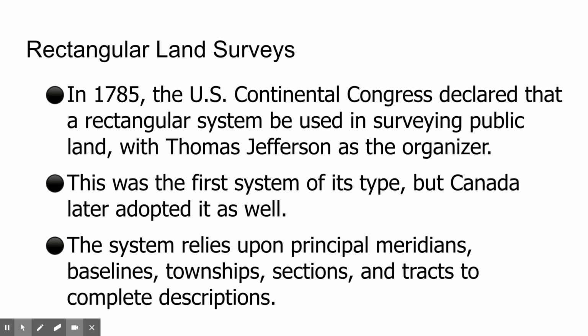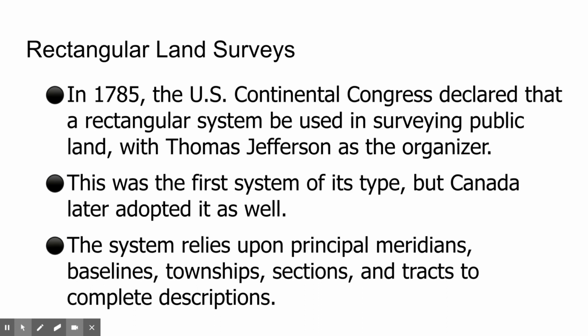So, in 1785, in the U.S. Continental Congress, they decided that we need to set up a new surveying system, and that system is called the rectangular system. They put Thomas Jefferson in charge of organizing it. This was the first time this has been used. Canada later adopted it, but they used basically principal meridians, baselines, townships, sections, and tracts, and we'll talk about those coming up.